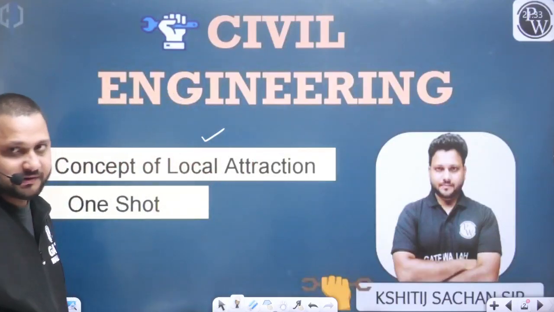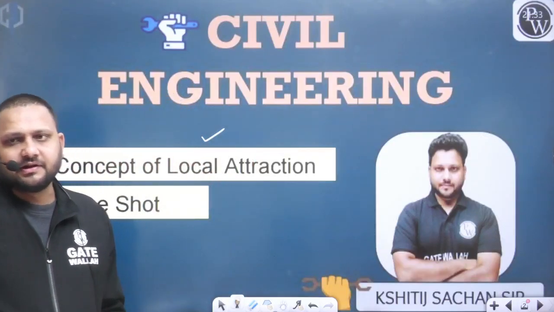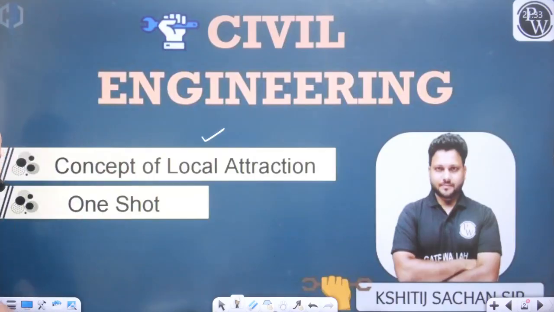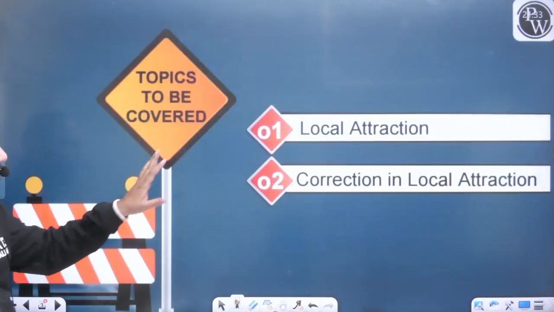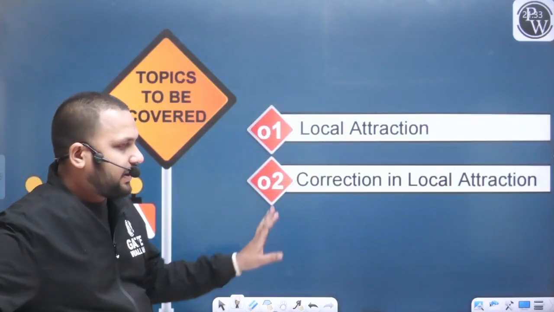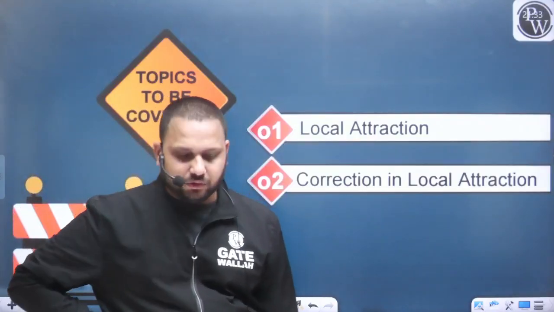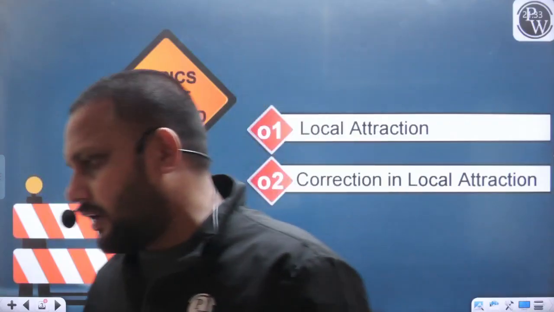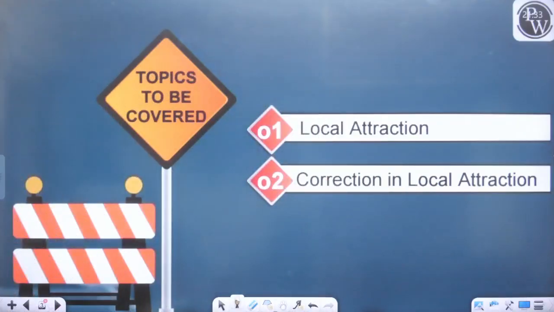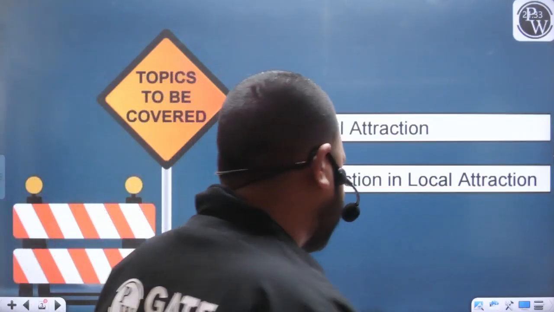Let's see the discussion. What do you mean by local attraction? In this lecture, we will cover the concept of local attraction, how we can find out the error due to local attraction, find the suitable correction, and ultimately how we can apply the correction. This is a totally new concept.